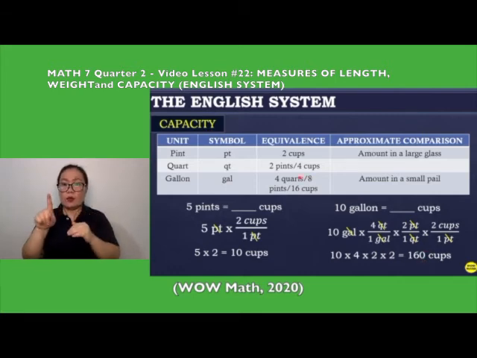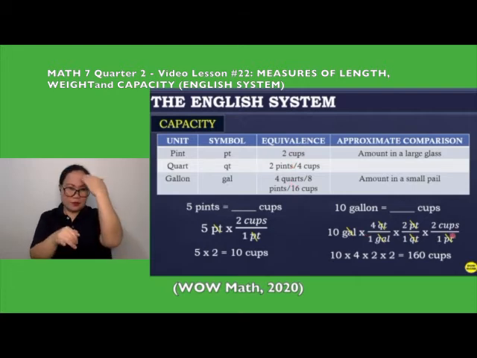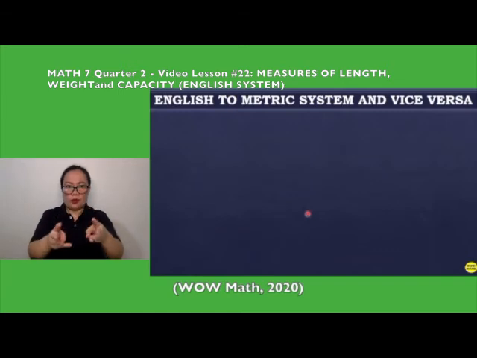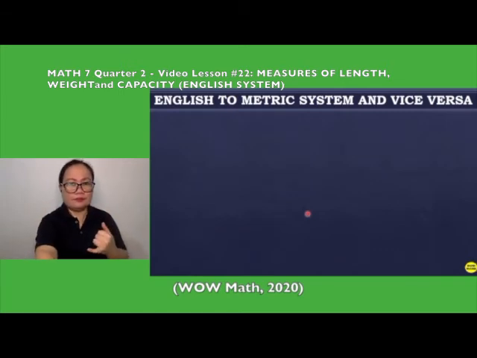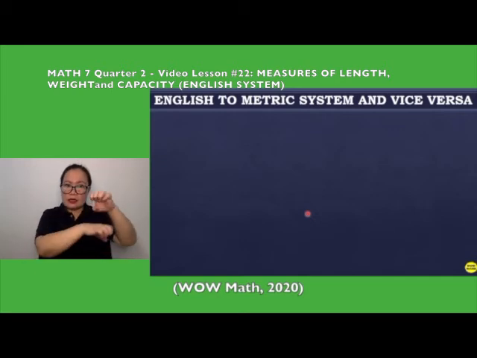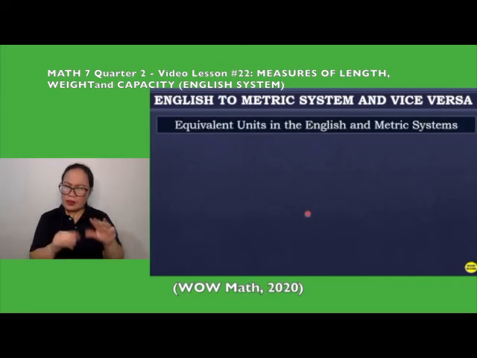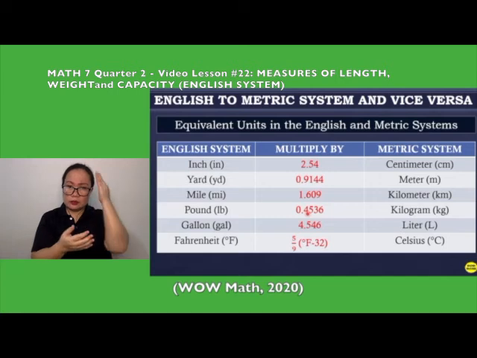Okay? Kaya nga, mas madali kung kabisado natin ito. Hindi mo na to gagawin. Mas madali siya. Okay. So, let's have now the English to metric system and vice versa. So, ito naman, papasok na po dito yung metric system. Okay. So, paano natin siya gagawin? So, dapat kabisado natin yung conversion ng English to metric.